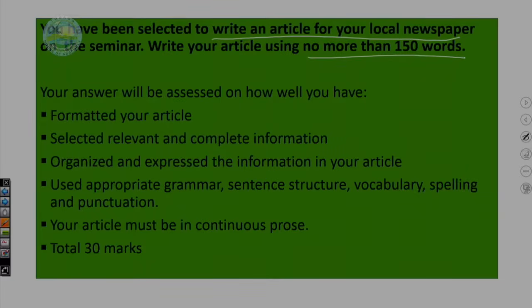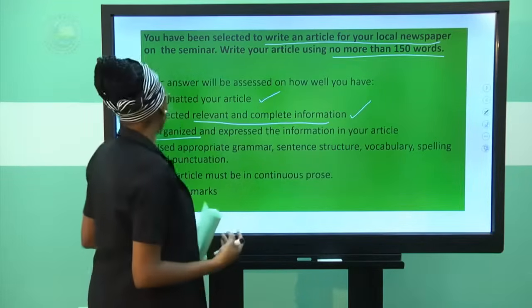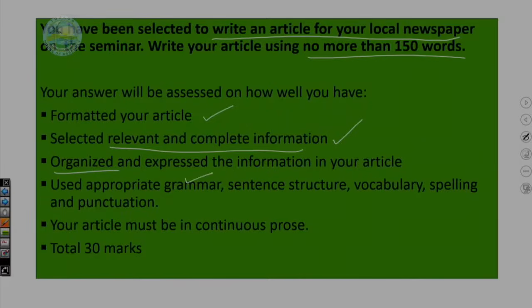And again, because it's formal writing, we are looking at the format of the article. We're looking at how well you've selected relevant and complete information. There must be logical organization. We have to see that structure again, a clear introduction, the body, clear conclusion. You want to use appropriate grammar, sentence structure, vocabulary, spelling, and punctuation. And it must be in continuous prose. When you're writing, we're not expecting to see bullet points. It has to be in continuous prose.